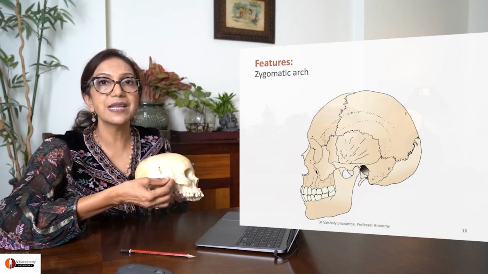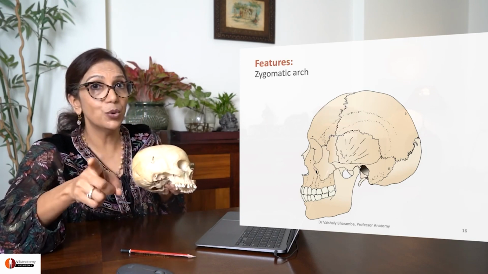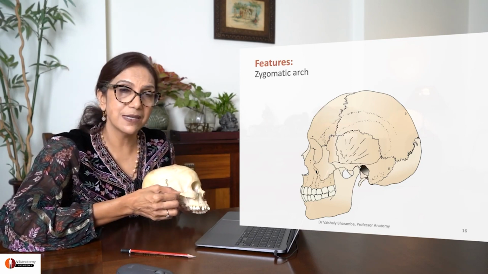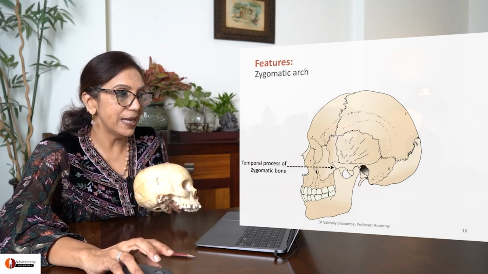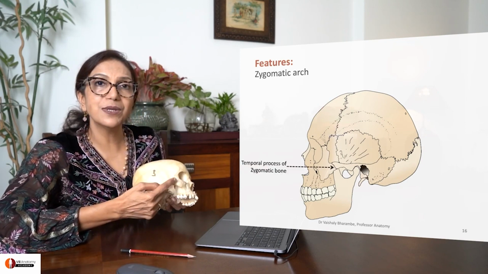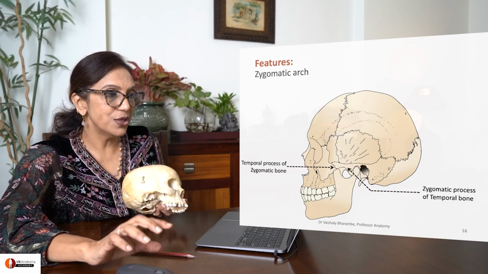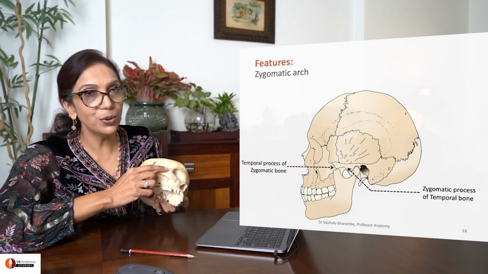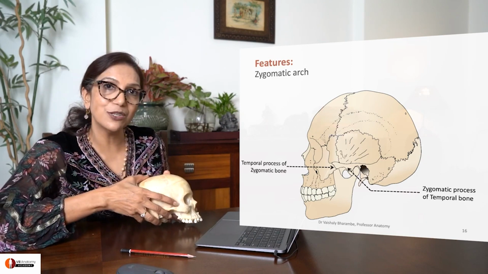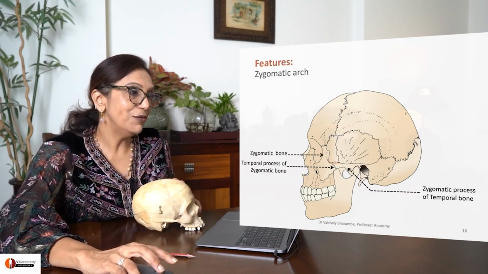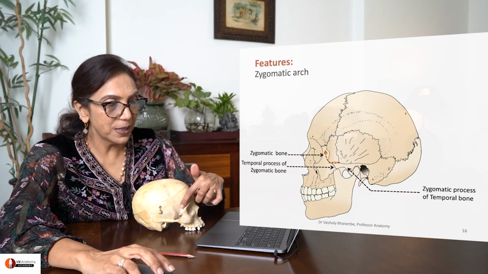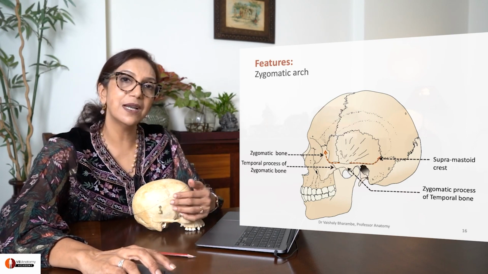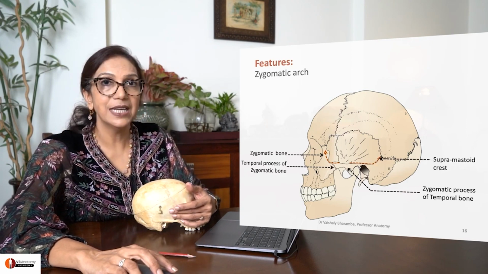Let's move down to the zygomatic arch here. Look at the bone you are holding. Palpate the zygomatic arch. Okay, and let's begin a discussion on it. It is formed anteriorly by the temporal process of zygomatic bone, posteriorly by the zygomatic process of temporal bone. If you look carefully, you can see the suture where they meet also. If you carry this arch forwards, it becomes continuous with the zygomatic bone. If you carry it backwards, it becomes continuous with the supramastoid crest.